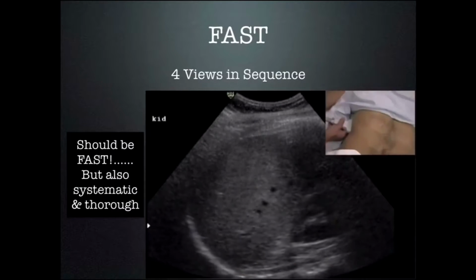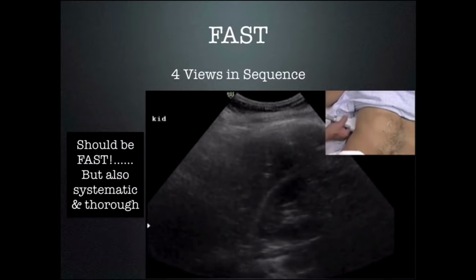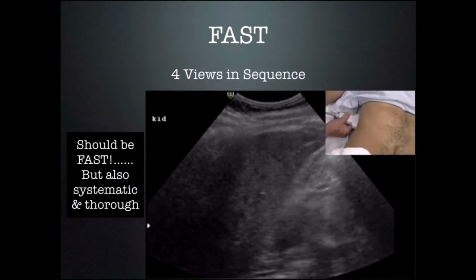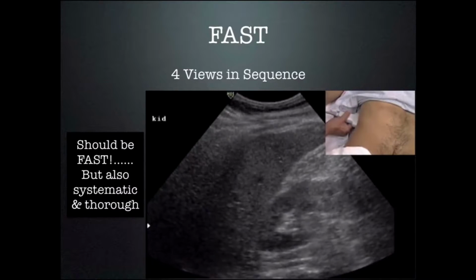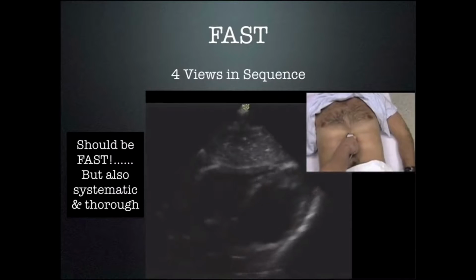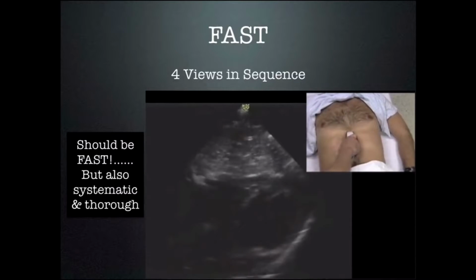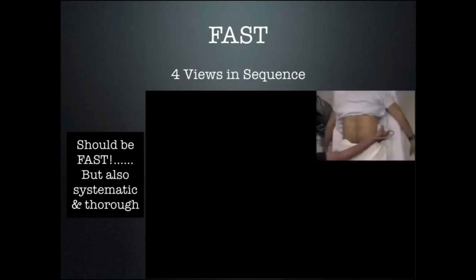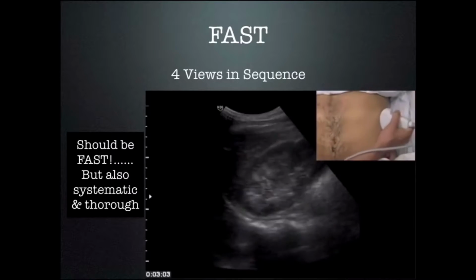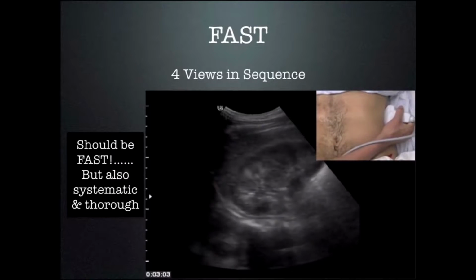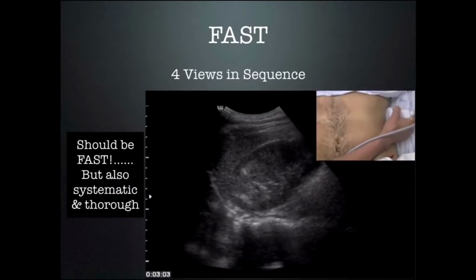So here's our FAST exam sequence. We're in the right upper quadrant, and we see the liver and we see the kidney. Panning all the way through the space looking for a hypoechoic or black stripe of fluid. Cardiac, we're using a cardiac probe, we're going through the liver, we see the 4 chambers of the heart. We see that the heart is pressed right up against the diaphragm, so there's no pericardial effusion. The left upper quadrant, we see the spleen, much smaller than the liver, and the kidney, and the diaphragm.